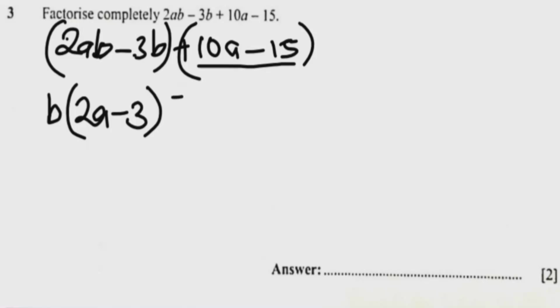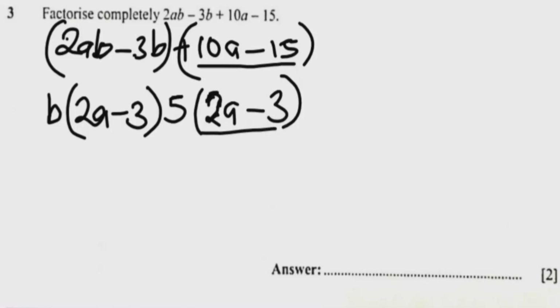So 5 into positive 10a, it will go 2a times. You can also say 5 times 2a will give us 10a. Then 5 into negative 15, it will go negative 3 times. Okay, now at this stage, once you have factorized like that, you should make sure that the expressions in the brackets are the same. You can see we have 2a minus 3 and 2a minus 3.